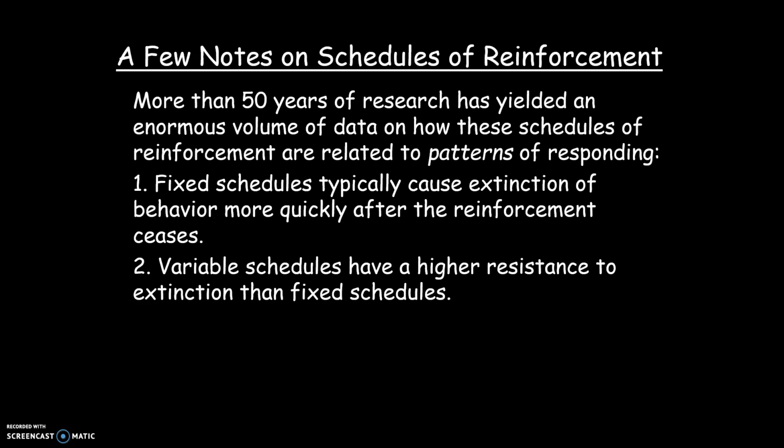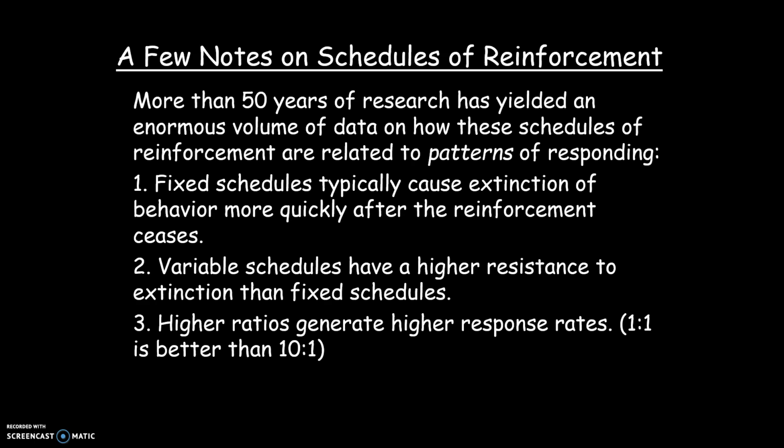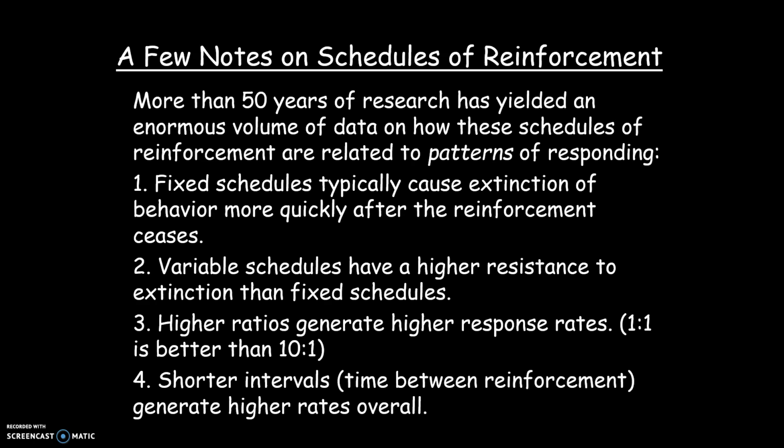Variable schedules have a higher resistance to extinction. They also have a higher resistance to acquisition. Higher ratios generate higher response rates. So a 1-to-1 is better than a 10-to-1, right? Think about shopping. If you know for every shirt you buy, you're going to get one free, that's going to generate a higher response rate. You're going to buy more shirts. But if you have to buy 10 shirts to get one free, you're like, oh, that may not be really worth it. I've spent $100 on these t-shirts. This extra $10 t-shirt really isn't worth my time.